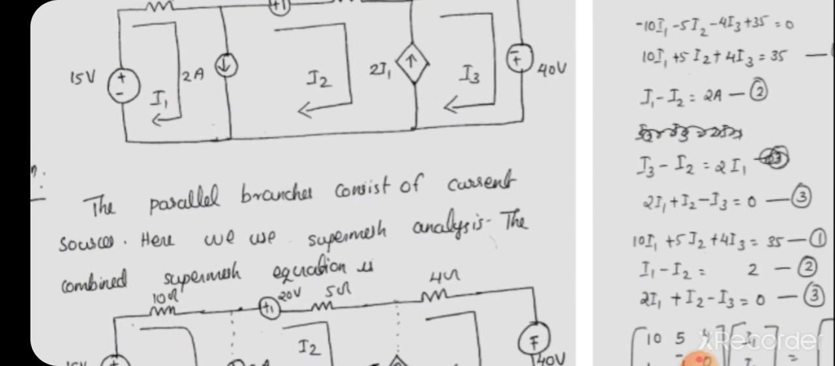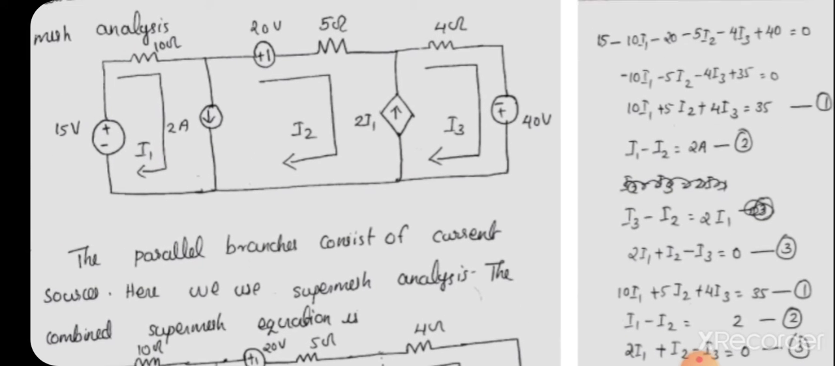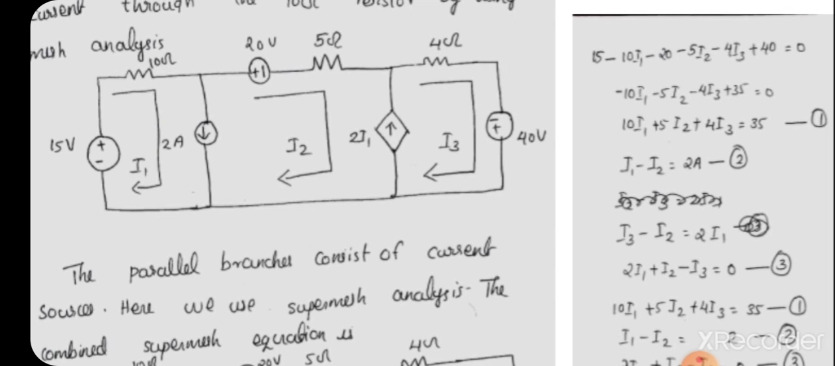Before that, look clearly at the picture and the question: it contains current sources, and these current sources are in between the branches, in between the loops. So for solving this, you have to avoid these current sources, and you can apply super mesh analysis.